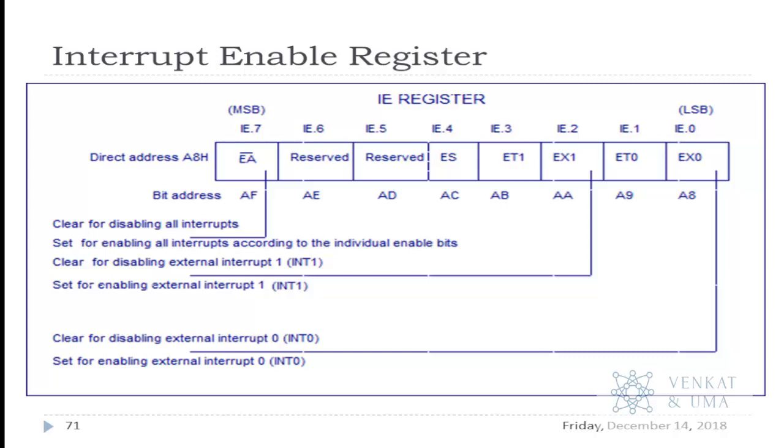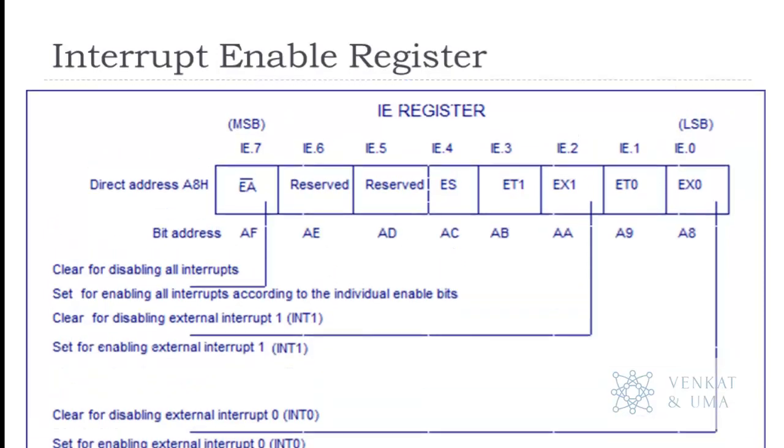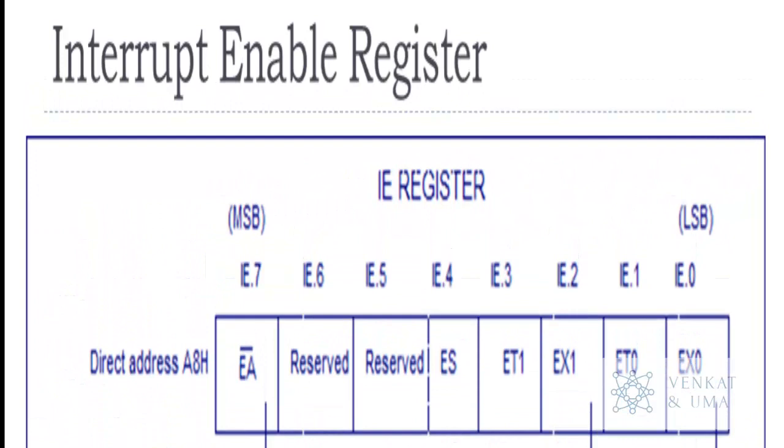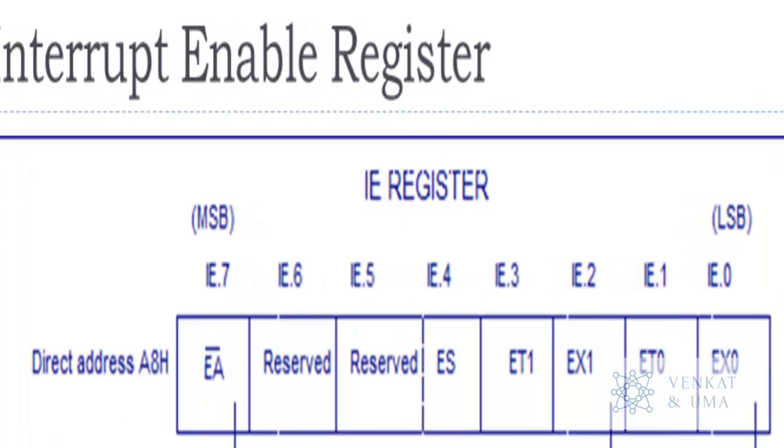Now, how to assert or initialize or activate these interrupts? You have something called the IE register in 8051, which is called the interrupt enable register. Now, as usual, this is an 8-bit register where if you look at the bits from LSB to MSB, as is indicated in the slide, it is very clear.